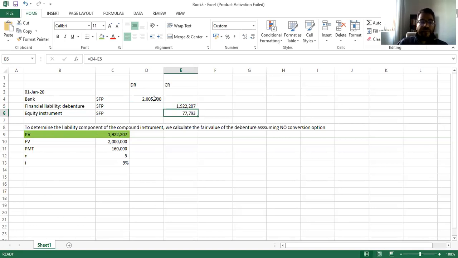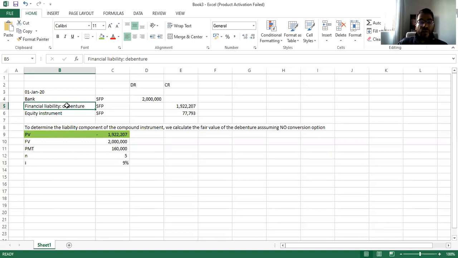Subsequent measurement, what would happen? All we're going to do is account for the coupon payment. The liability will be treated using the effective interest rate method, because we're not using the fair value approach. Remember, for financial liabilities, you are always using the effective interest rate method, unless the company has elected to classify financial liabilities at fair value through profit or loss. Because I haven't chosen that, it will be using the amortized cost using the effective interest rate method.